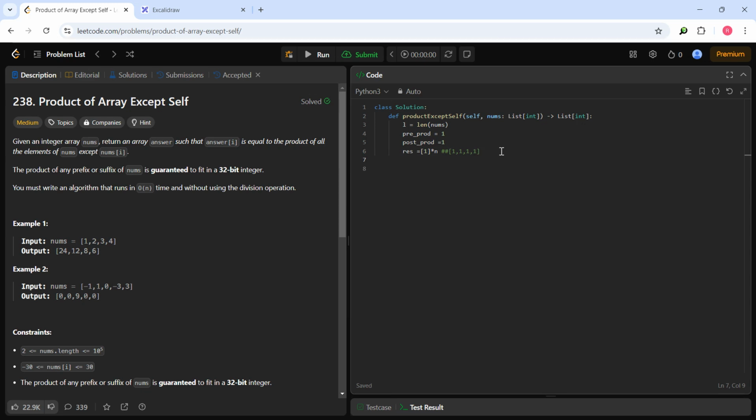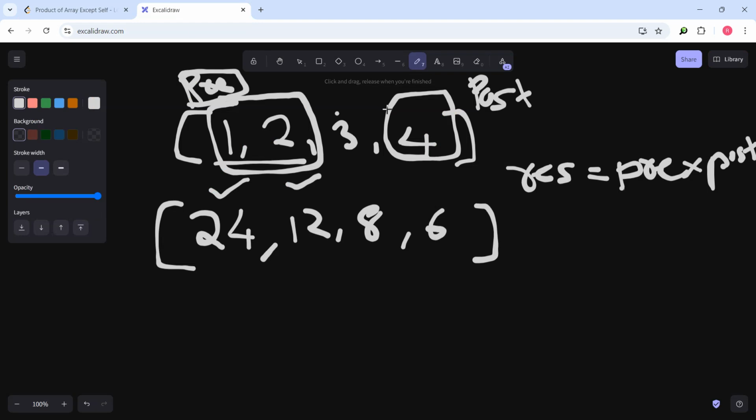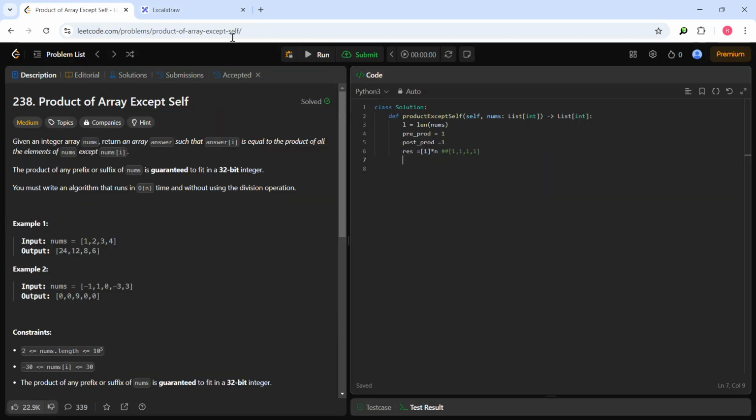So first we can get all the pre-product values. When I said pre-prod and post-prod, we won't be able to get them together. So first we will get the pre-prod values and then we'll get the post-prod values, and each time we can keep on multiplying it with our result as well. So let's try. First I'm going to loop through all the elements.